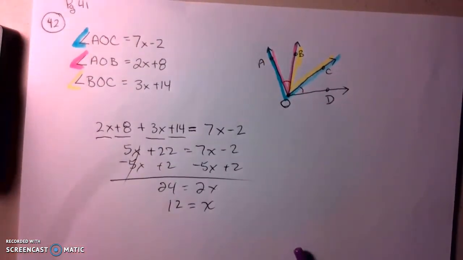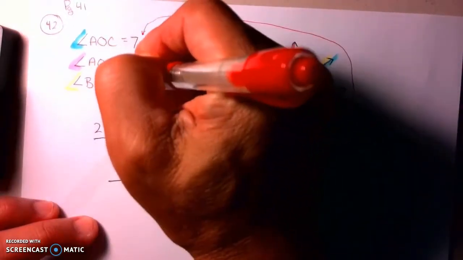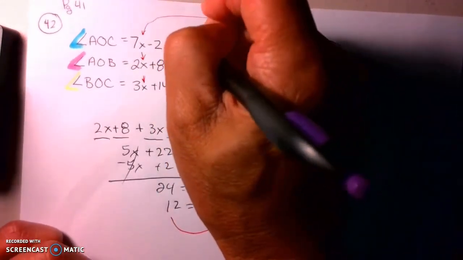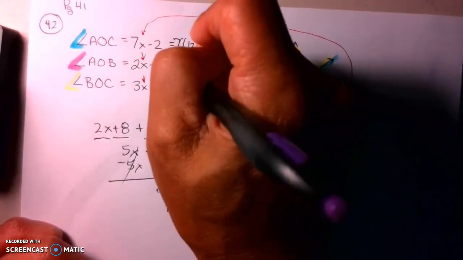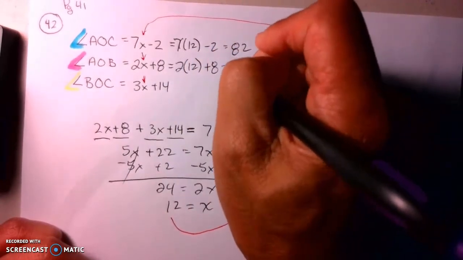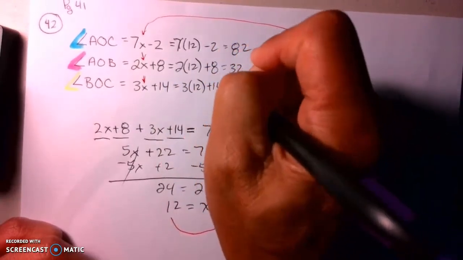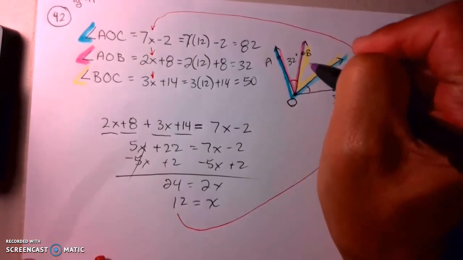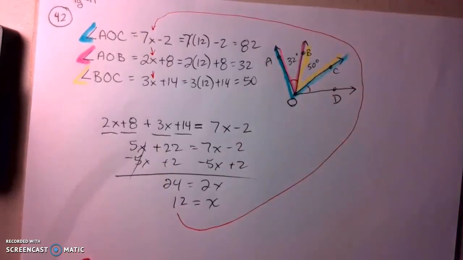Now, once you know x is equal to 12, just take this 12 and plug it here, here, and here. And if you do that correctly, like 7 times 12 minus 2, that is 82. If I put 2 times x, x is 12, plus the 8, that's going to equal 32. And this would be 3 times 12, plus the 14, that should equal 50. So this ends up being 32 degrees, 50 degrees, 32 plus 50 is 82 degrees, the blue. So everything works out.